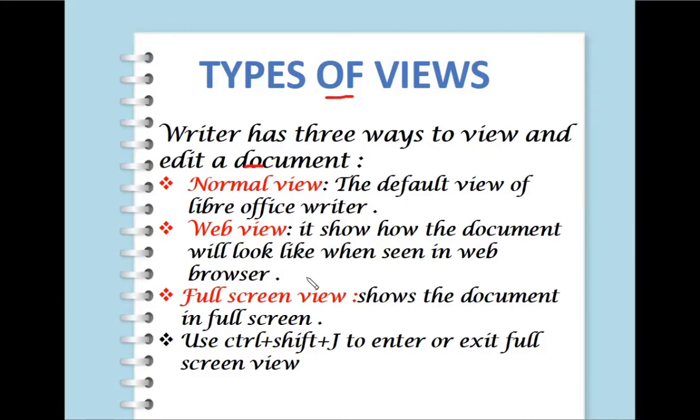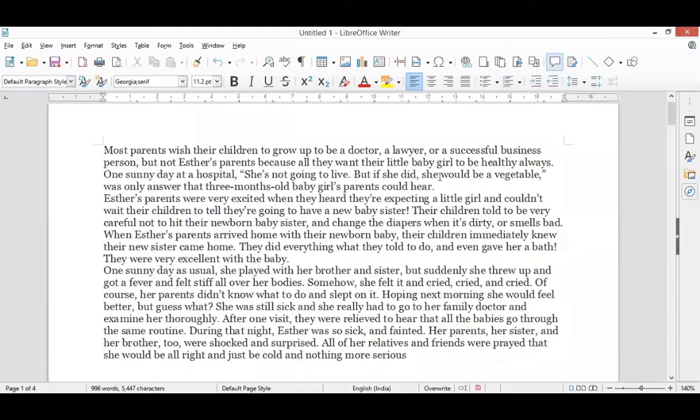The next is the full screen view, which shows the document in full screen. The shortcut key used is Control plus Shift plus J to enter or exit the full screen view. So now the next topic, which is moving through the document quickly.